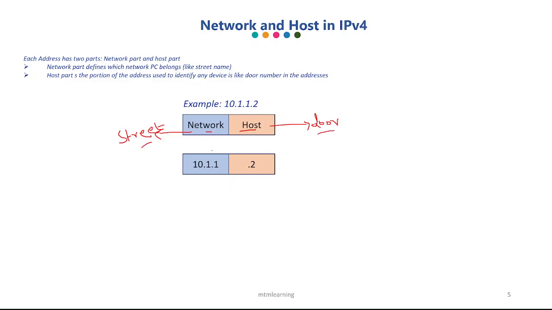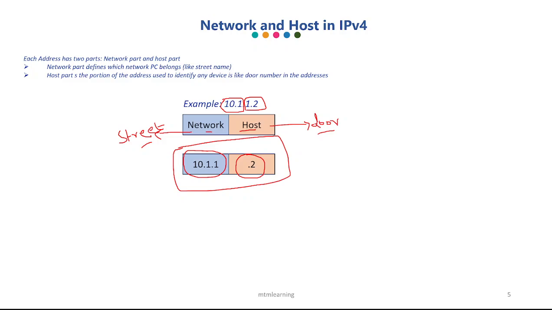So the IP address has two portions. This portion will define which network you belong to, and this portion will define your particular number. Together, it's your IP address, but there are two portions to it. One is the network, the other is the host. How do you find which is network and which is the host? For example, in some scenario, this could be your network address and these two combined could be your host address. But how do you find out?